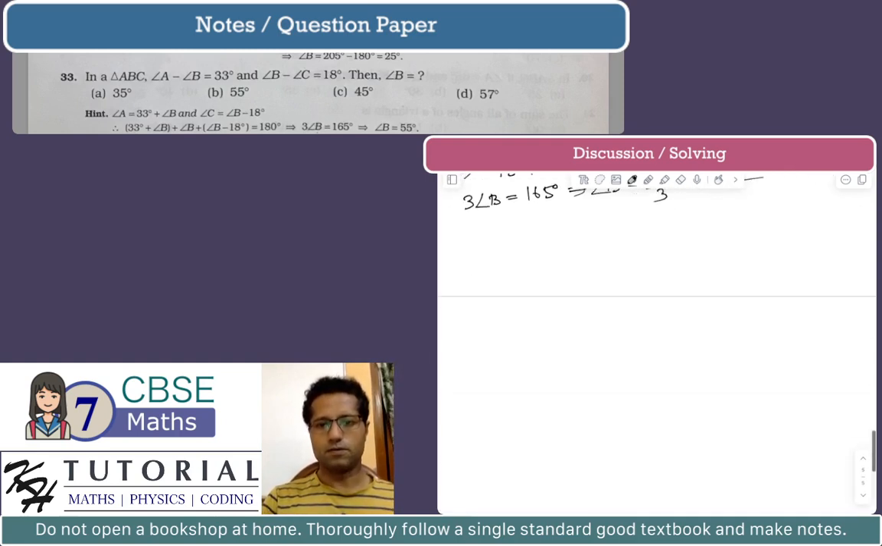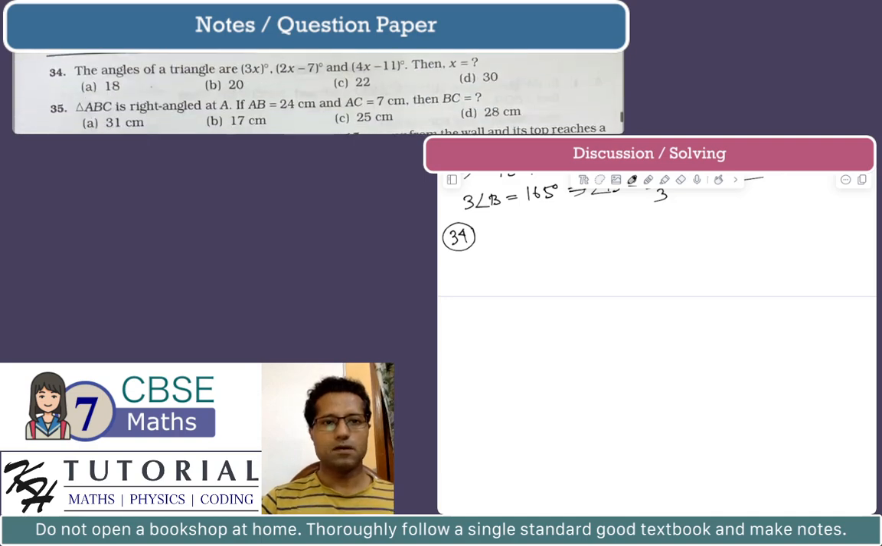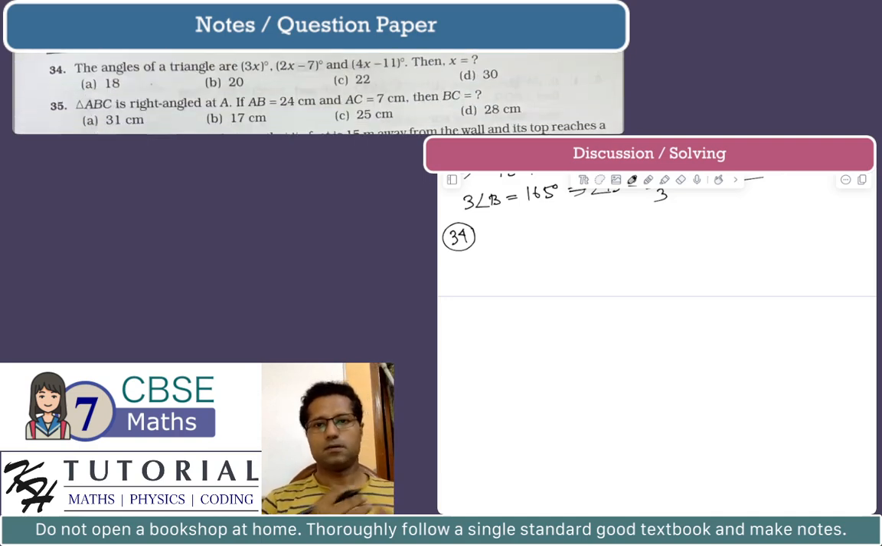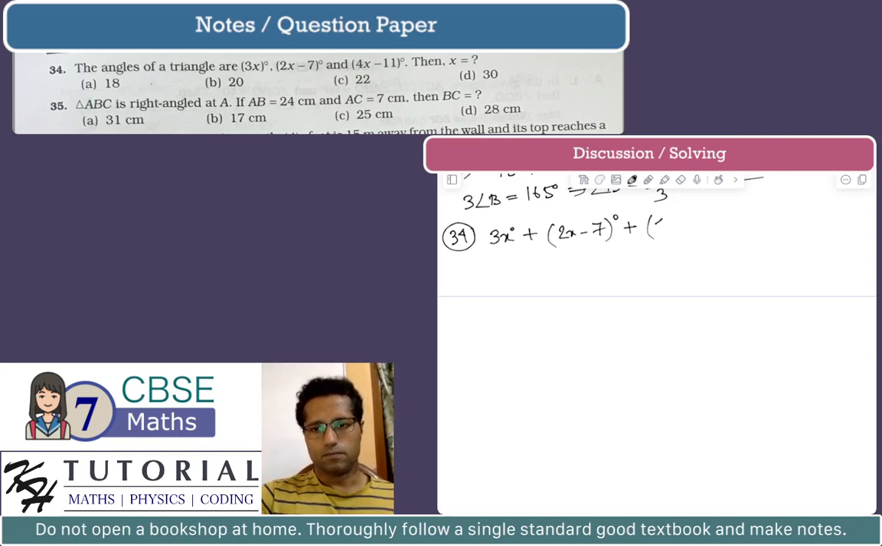Okay, let's do problem number 34. The 3 angles of a triangle are given in terms of x. We have to find x. We know that if we add the 3 angles, we will get 180 degrees. So we must get 3x degrees plus 2x minus 7 degrees plus 4x minus 11 degrees is equal to 180 degrees.